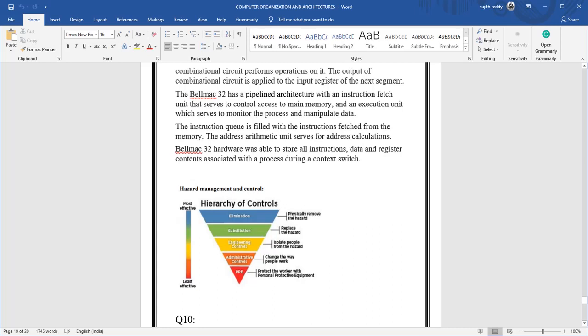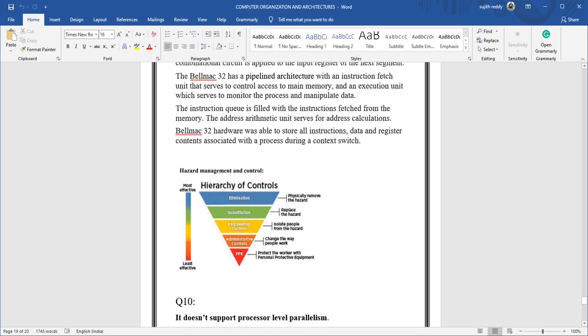So this is the hazard management control. This diagram is taken from the Western Electric 32100 manual book, so it is not drawn in a tool. This is ordered from most effective to least effective: physically remove the hazard, replace the hazard, isolate people from the hazard, change the way people work, protect the worker with personal protective equipment. For the 10th question, find whether processor parallelism is available for the selected element.